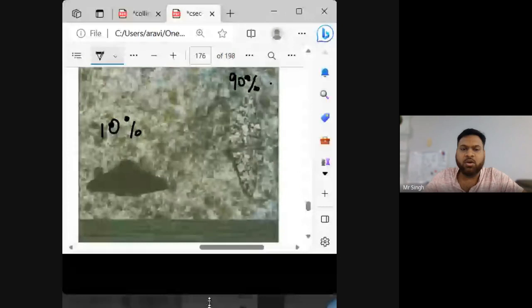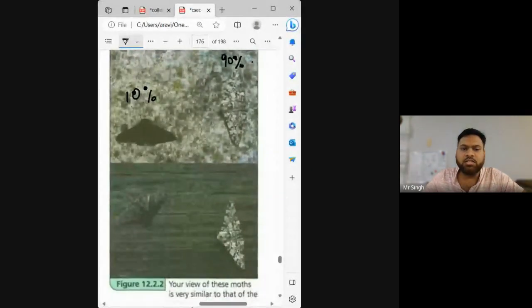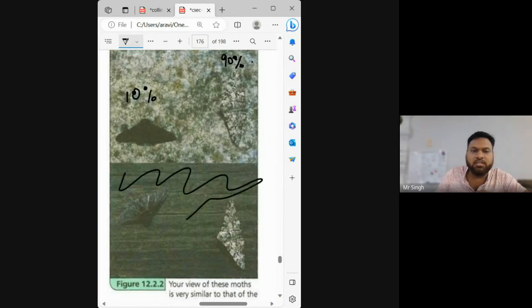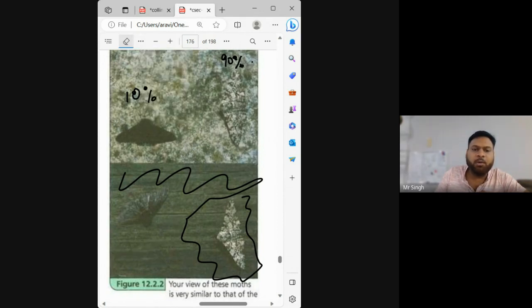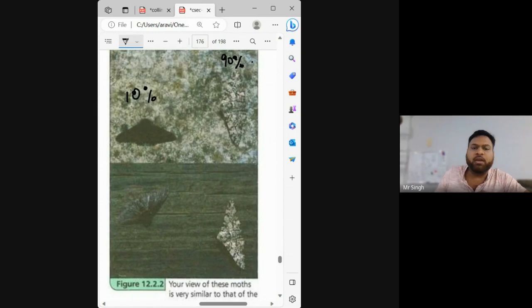And look what happens now. So you all see, look, the tree has a black soot covering all over it, right? So which one of these moths would be the one to show up to the predators now? Which one is going to show up more now? Black and white. The black and white one is going to show up more.